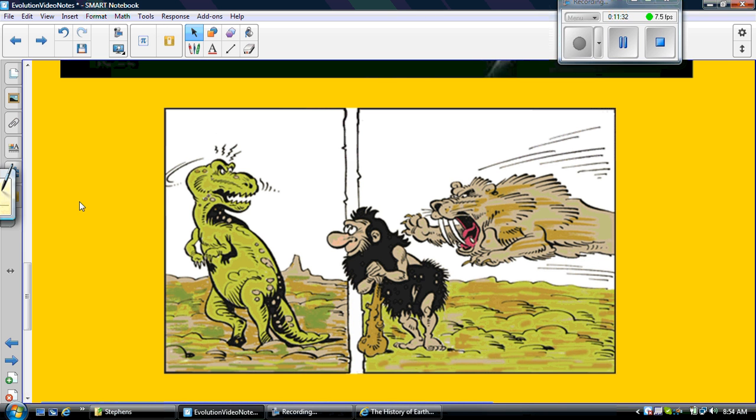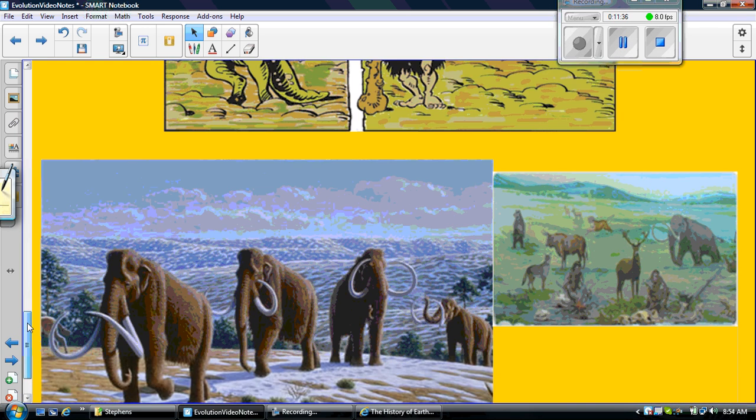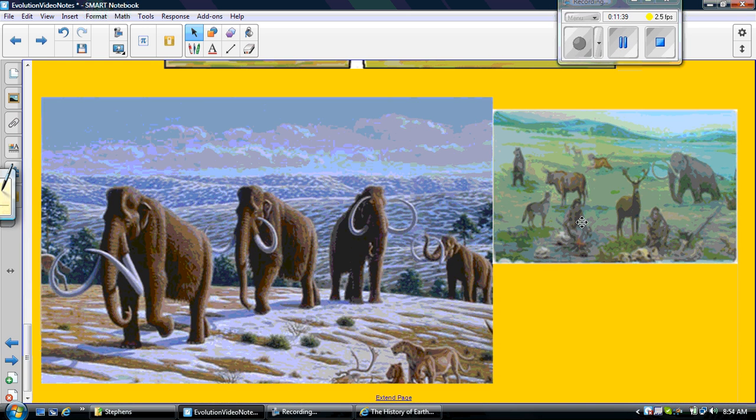So we're still not here yet. These are the small mammals that started to evolve after the asteroid impact. We've got our woolly mammoths, and then we've got some of our deer. And then after the Mesozoic era, we started to see the first sign of humans.